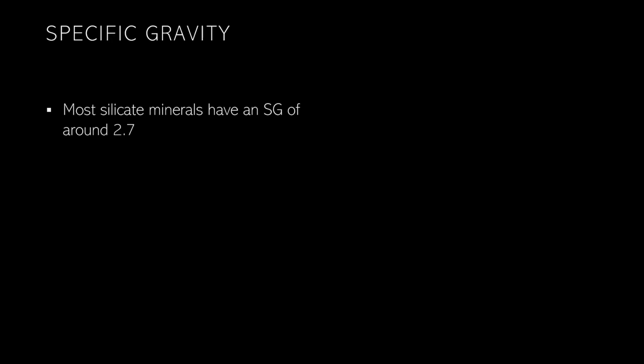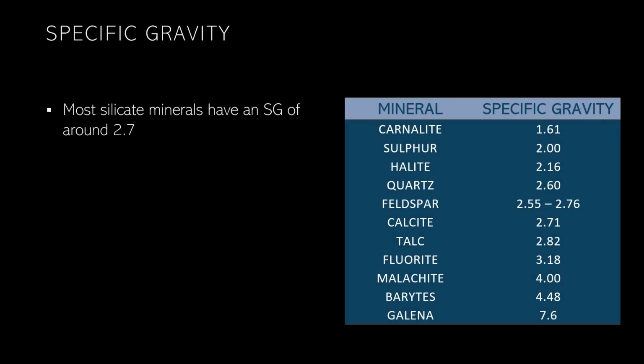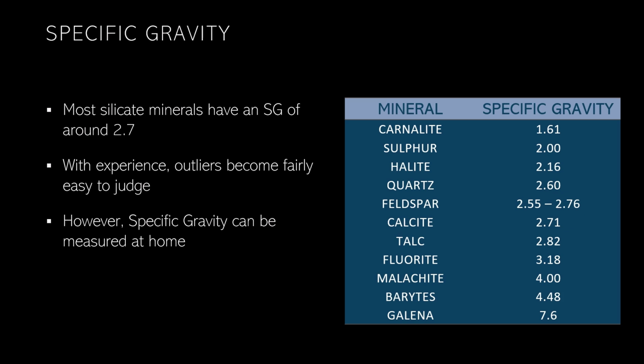Since 80% of the mass of minerals in the Earth's crust are silicates, with an SG of around 2.7, familiarization with the heft of a few silicate minerals will greatly aid in assessments of other minerals. If a mineral appears to have greater heft than your silicate samples, it is almost certainly a non-silicate. Minerals such as barytes and galena with a notably greater density will be easier to identify in conjunction with the other identification techniques detailed in this video. Fortunately, it's fairly easy to measure the SG of a mineral at home with good accuracy.